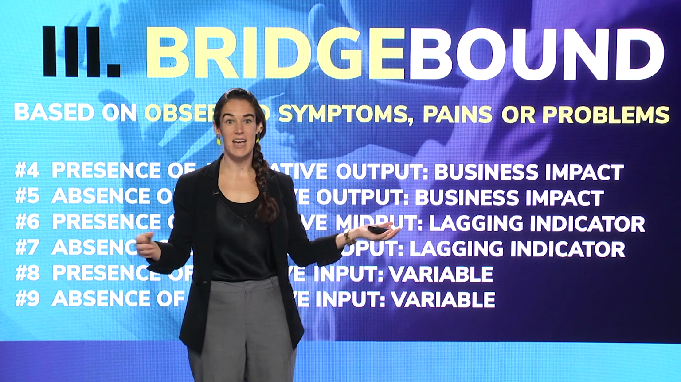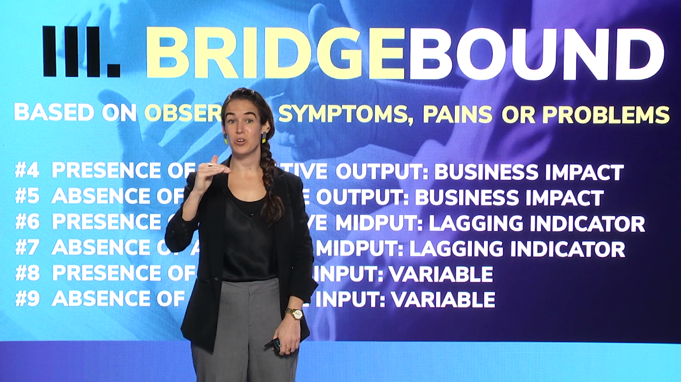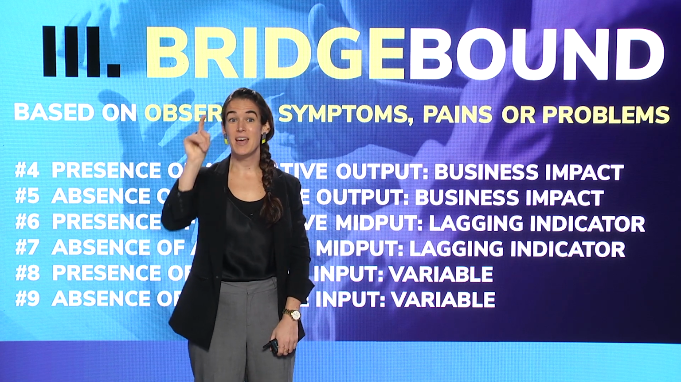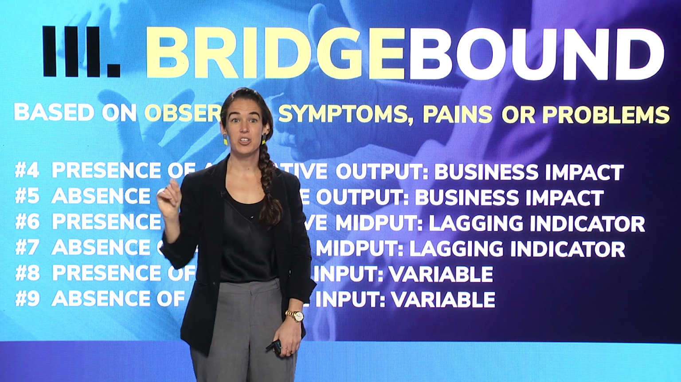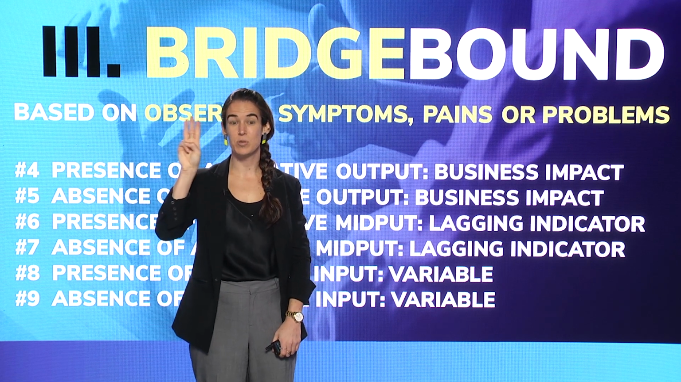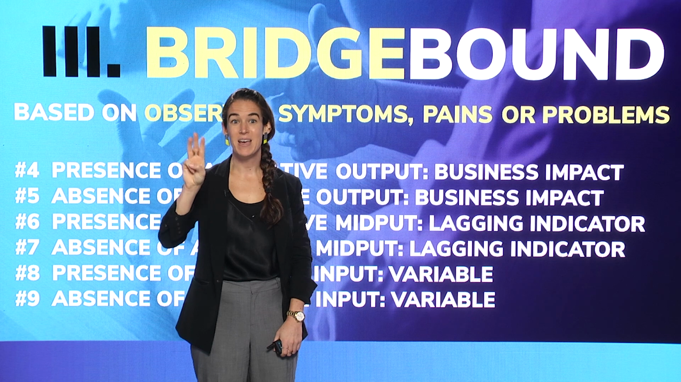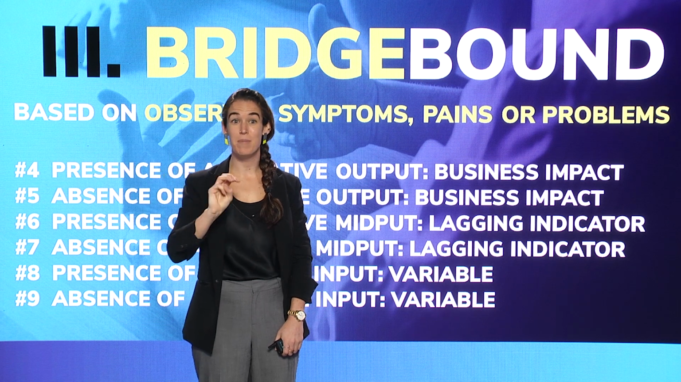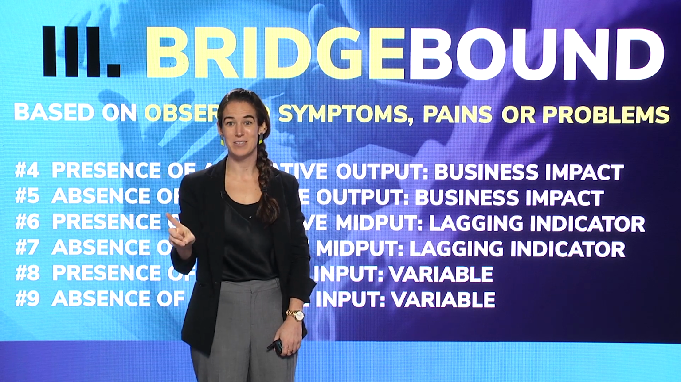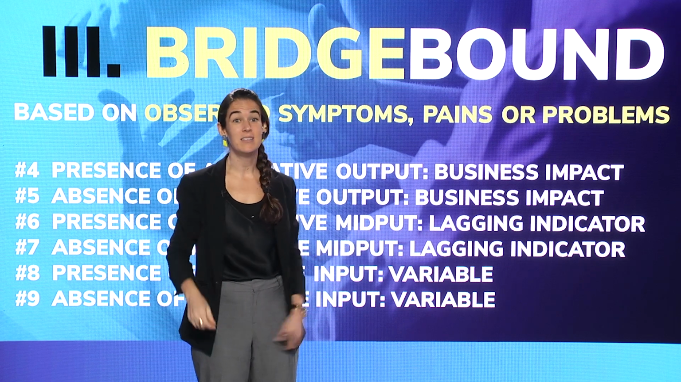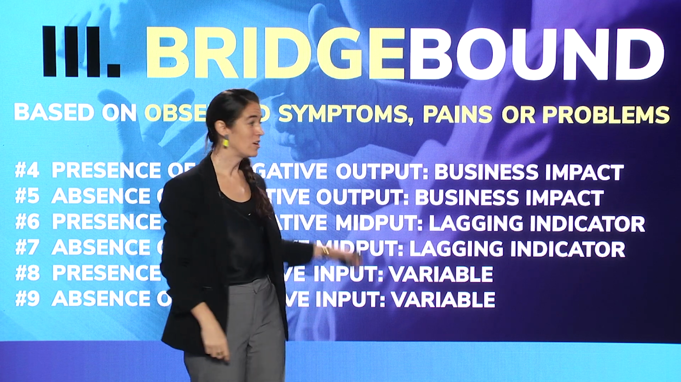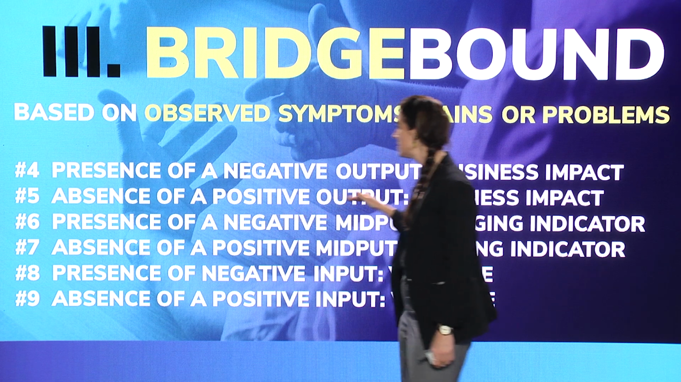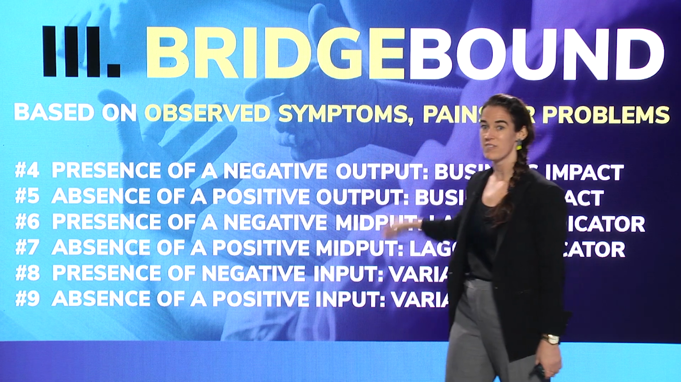So a lagging indicator would be if I went to someone's website and I requested a demo and it took me 3 weeks to get an actual demo from that platform. I don't know if they have problems. I don't know if they are churning users based on this. I don't necessarily know if their numbers are low of how many people are requesting a demo that are making it into a demo. But based on my experience, it's likely to guess that they are. So 6 is going to be a presence of a negative midput in terms of lagging indicator.